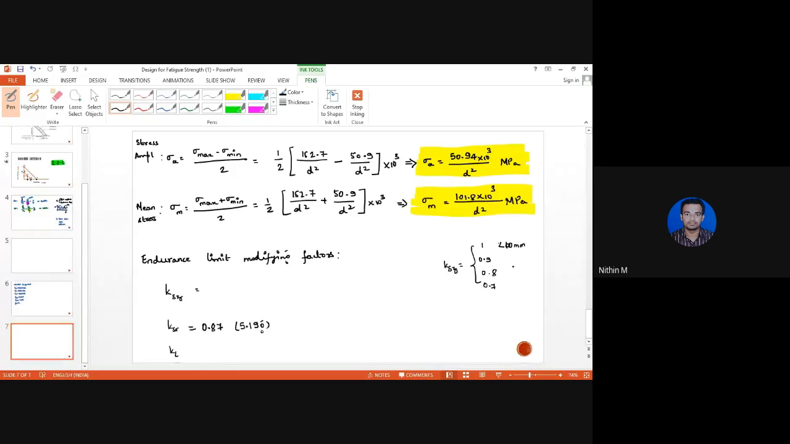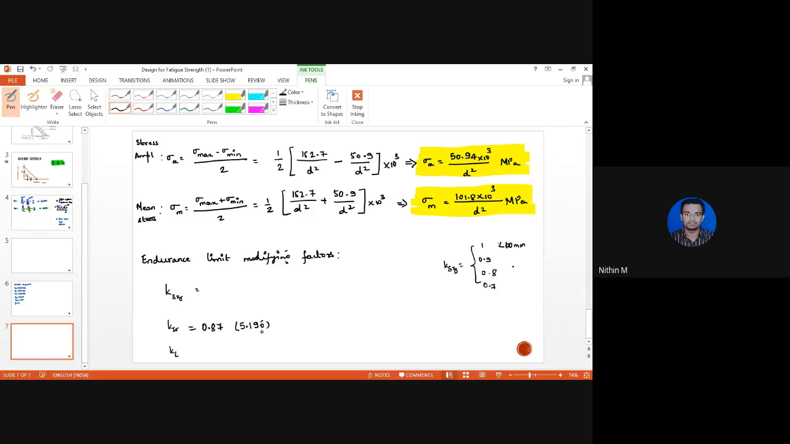If the diameter of the component is between 50 mm and 100 mm, it will be 0.8. If the diameter of the component is between 100 mm and 150 mm, it will be 0.7, they have said. Right? So you just try to relate it to the RR Moore fatigue testing machine.